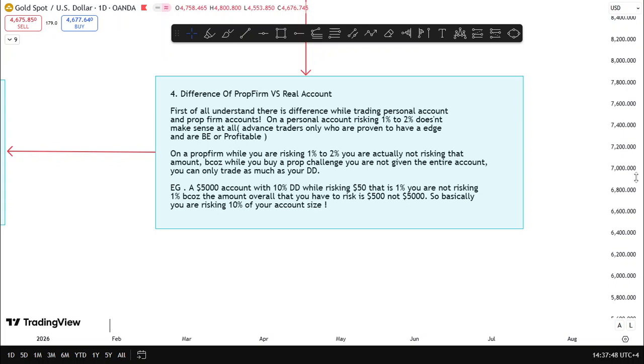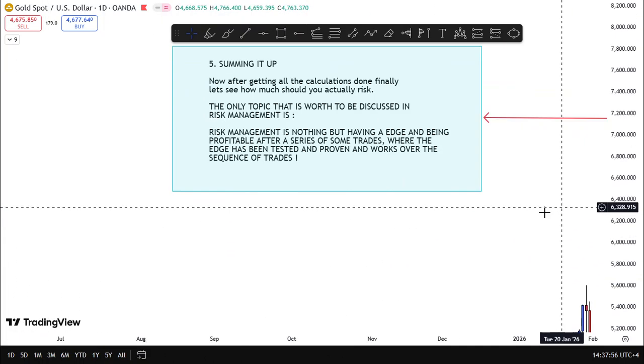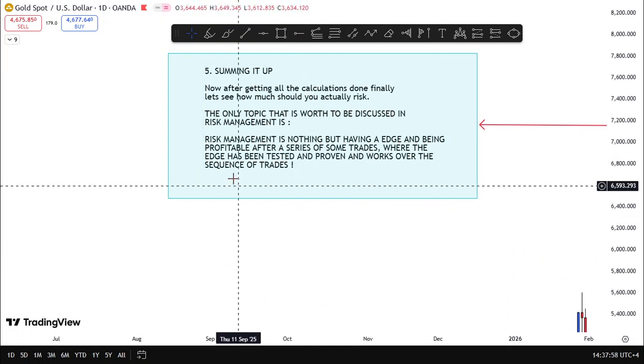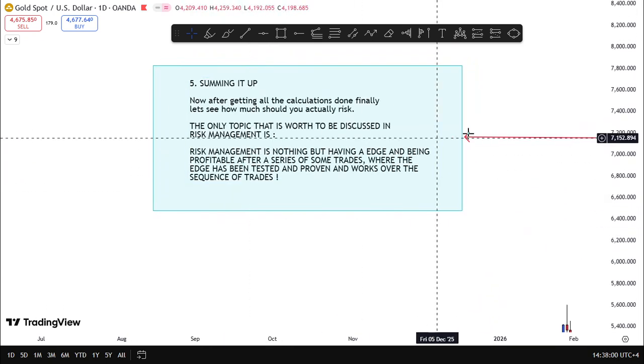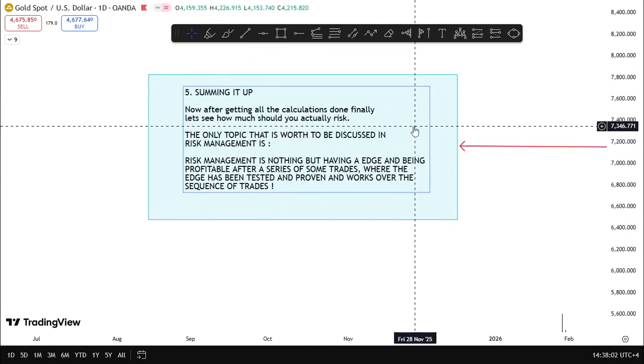These are points that come from experience. This is something that your day-to-day trading gurus cannot tell you. Now let's see the next point, summing it up. Now after we get all the calculations done, let's see how you should actually risk.